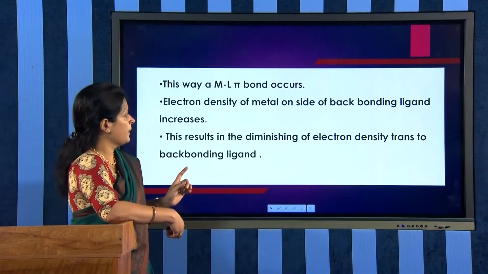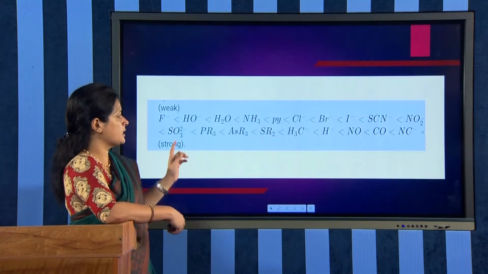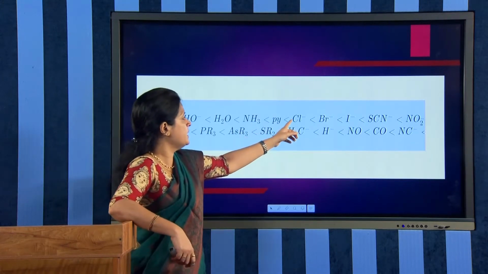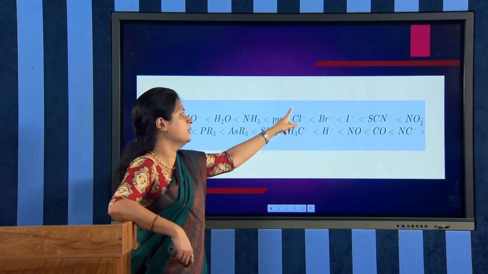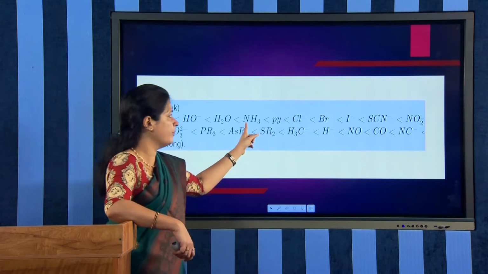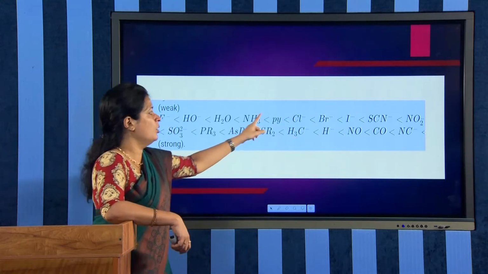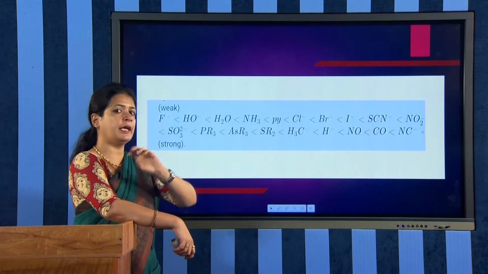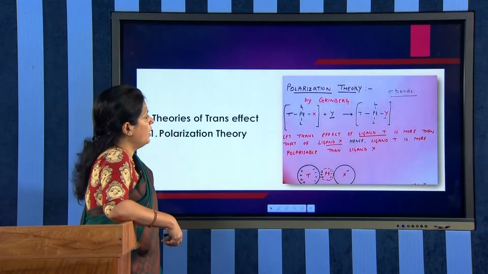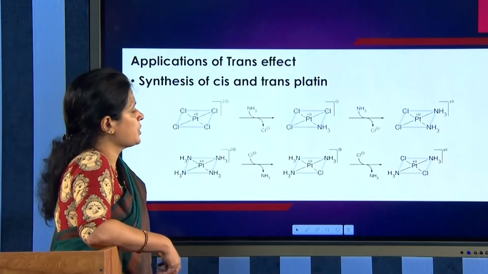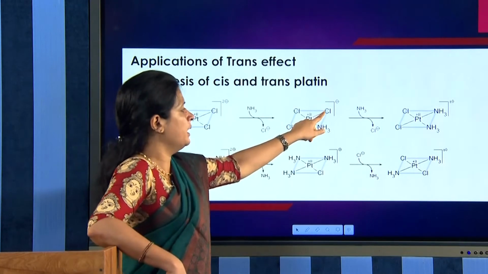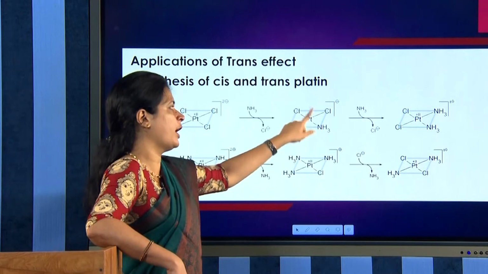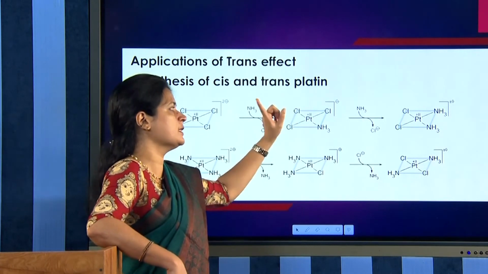Just have a look at the trans effect series. See, Cl minus has the greater trans directing property when compared to ammonia. So Cl minus is able to direct the incoming ligand trans to its position. And now what happens? See the reaction. Between Cl minus and ammonia, which has more trans directing property? It is Cl minus.